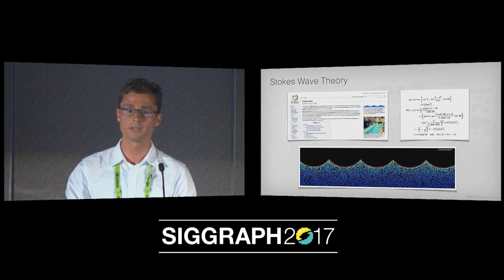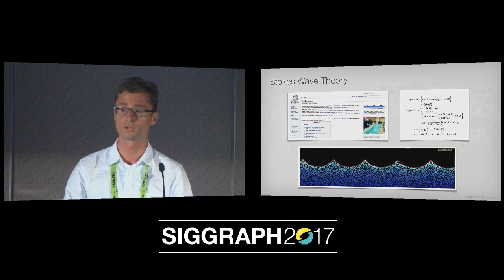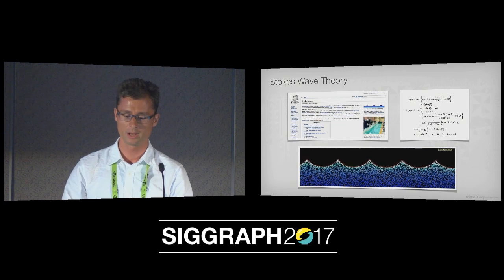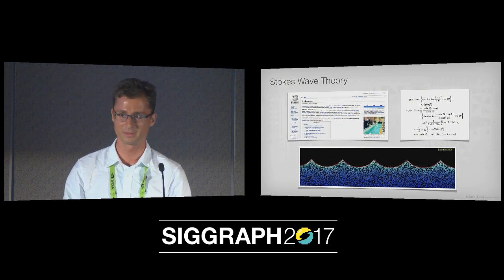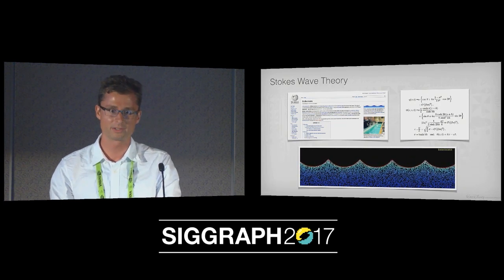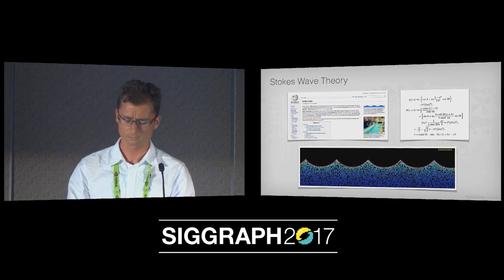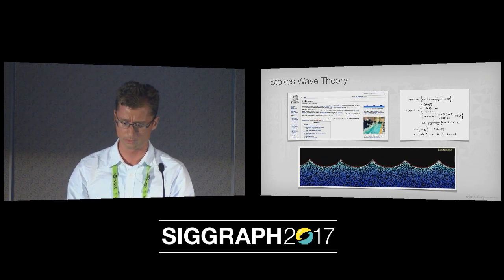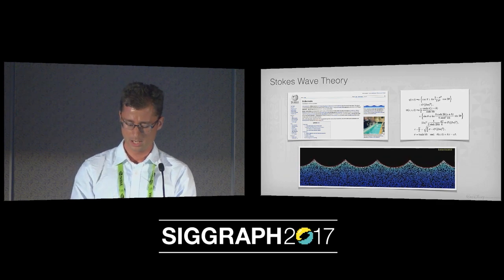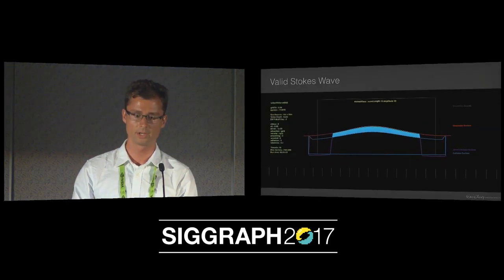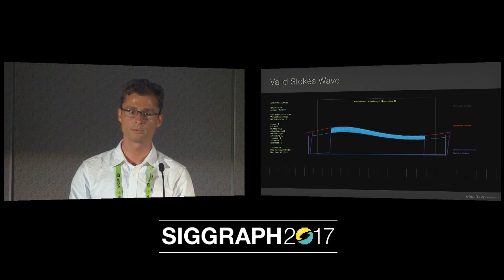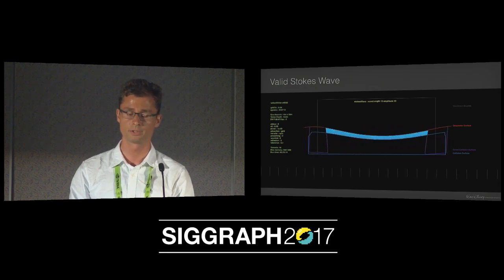So we went ahead and did some research. We found an equation describing the motion of a wave train on the ocean. Stokes figured it out a long time ago. So we basically took that equation. It's called a Stokes wave train. It has a closed-form expression. And if we use that to enforce the boundary condition, we get a perfect match between simulation and procedural animation.